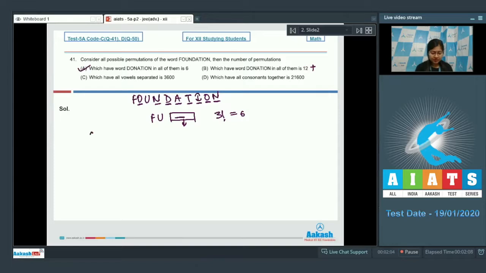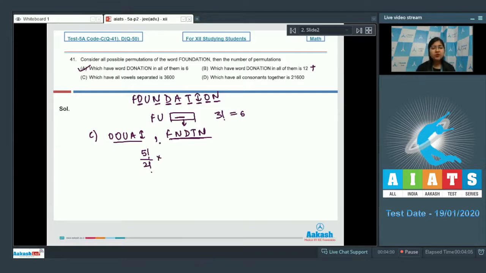Now option C says which have all vowels separated. The vowels are O, U, A, I, O, and the consonants that are left are F, N, D, T, N. So we have 5 consonants and 5 vowels. Let us first arrange the 5 consonants. The number of ways of arranging these 5 letters is 5 factorial divided by 2 factorial, because we have 2 N alike.